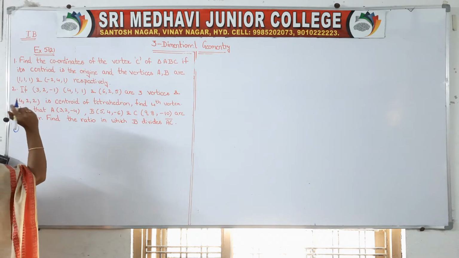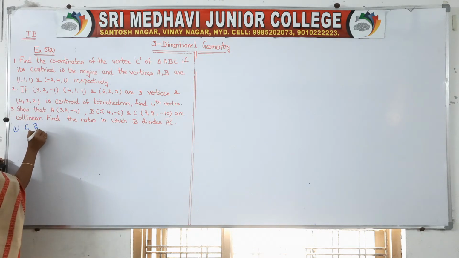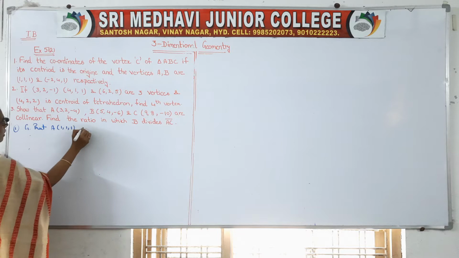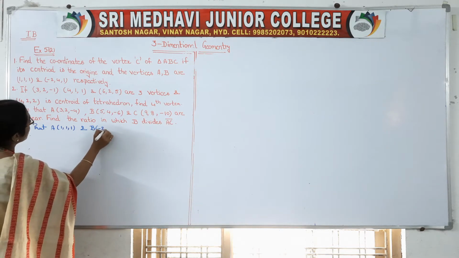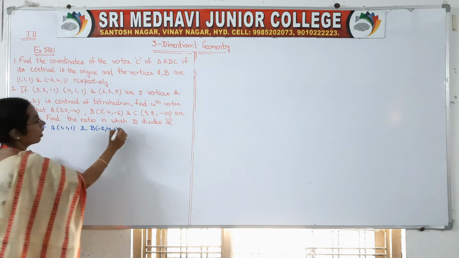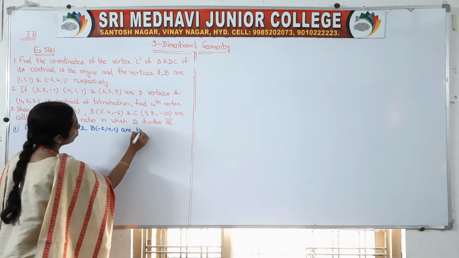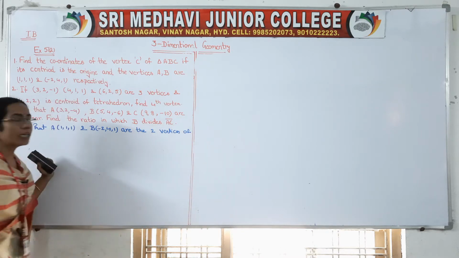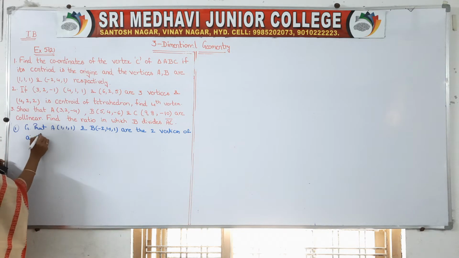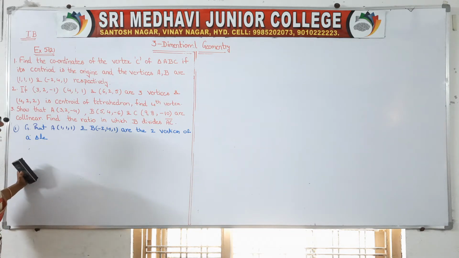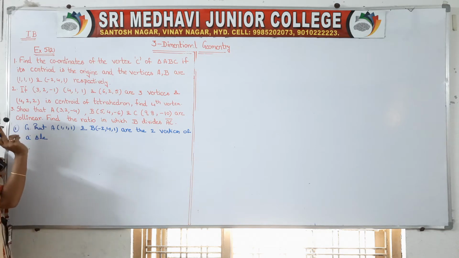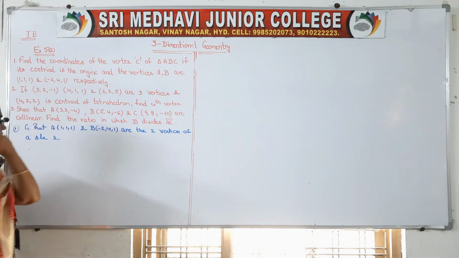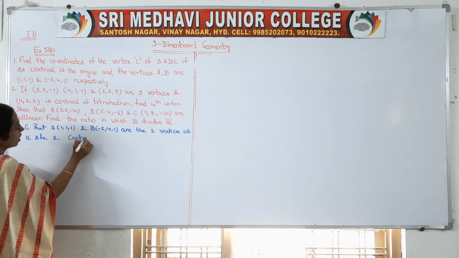So, first of all, what is the given information to us? A is 1, 1, 1 and B point is minus 2, 4, 1. These are the two vertices of a triangle. So, we have to find the third vertex. And also origin is the centroid, right? So, given information is two vertices are given and origin is the centroid. And centroid is given to us.